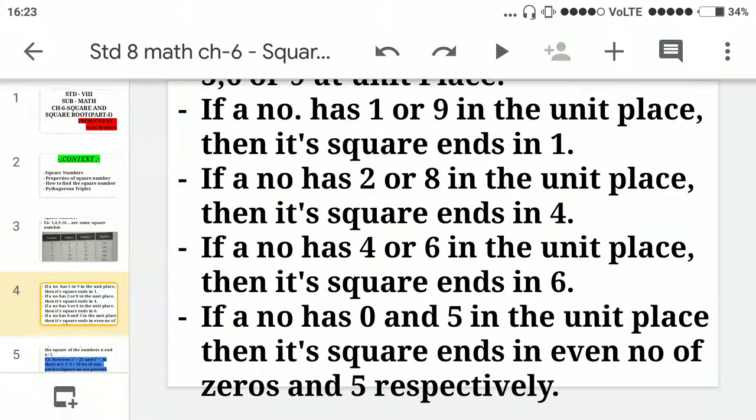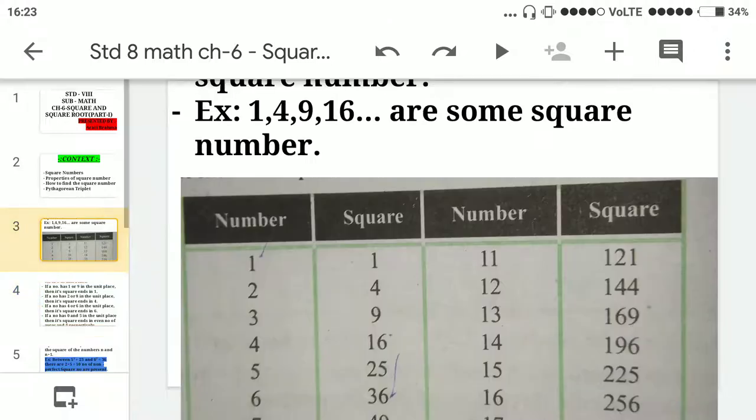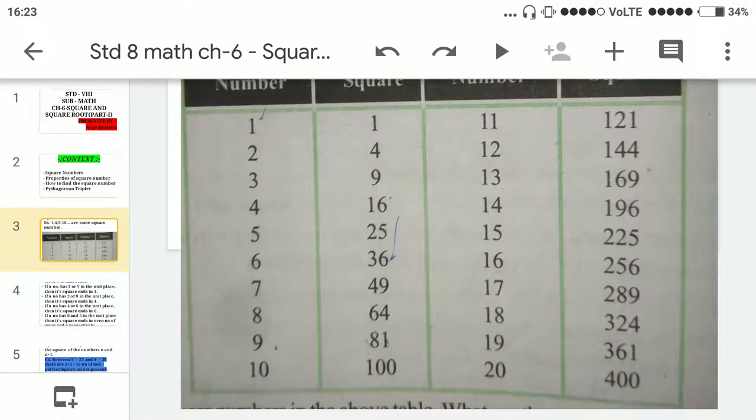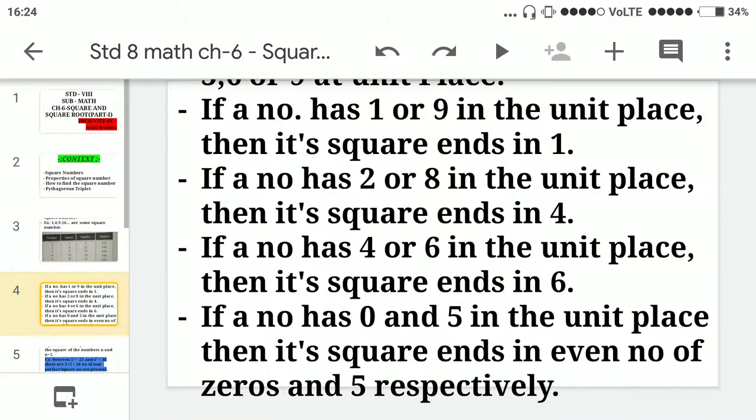Then see, if a number has 4 or 6 in the unit place, then its square ends in 6. The same case here: 4 square is 16, 6 square is 36, 14 square is 196 and 16 square is 256. So in all these cases, the unit place ends with 6, right?